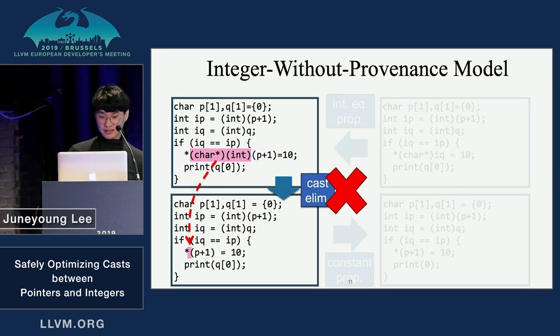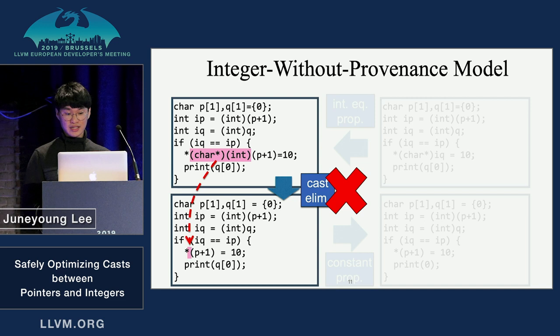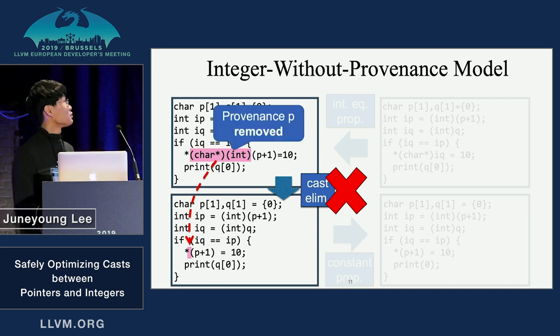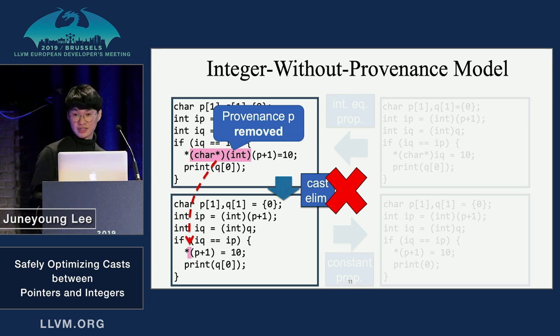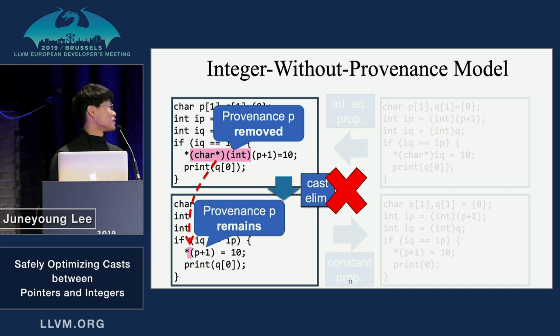On the other hand, if integer does not carry provenance, then cast elimination is the incorrect optimization. Before optimization, casting P plus 1 into integer loses provenance because integer cannot have provenance. So this statement can somehow access another object rather than P. But after optimization, P plus 1 is pointing to object P. So this statement has to update object P. Therefore, if integer does not carry provenance, then cast elimination may do something wrong.